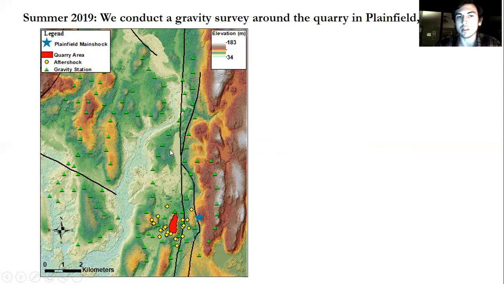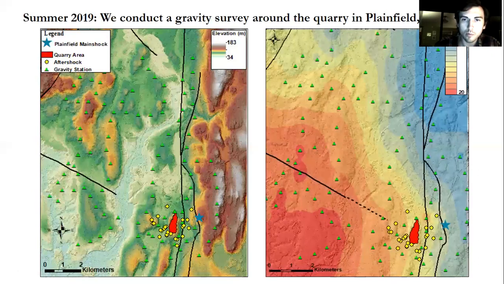We took 113 gravity measurements at each of these green triangles, and they're spaced about 600 meters apart, and they were taken on public roads in the area. So here is the resulting simple Bouguer anomaly that we computed after finishing the gravity survey itself.